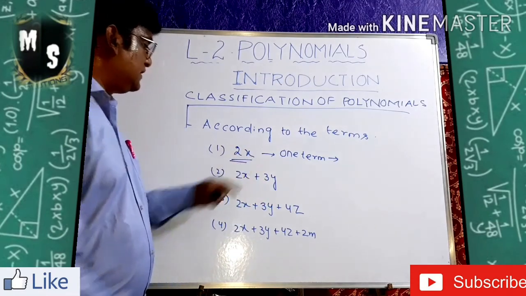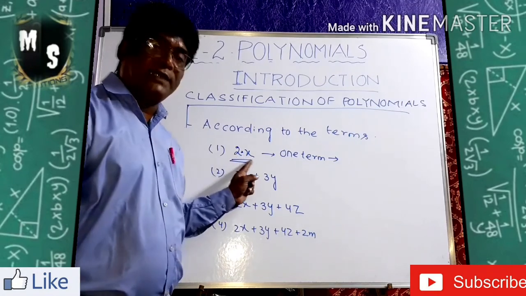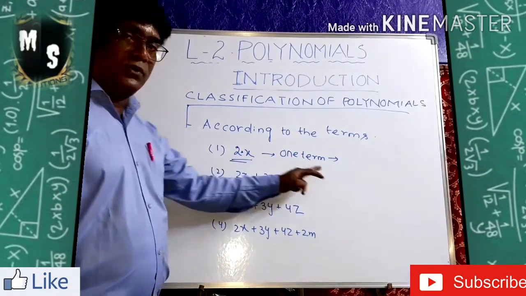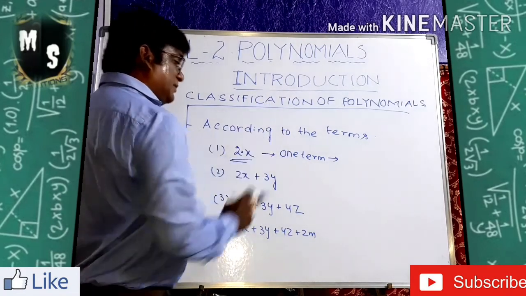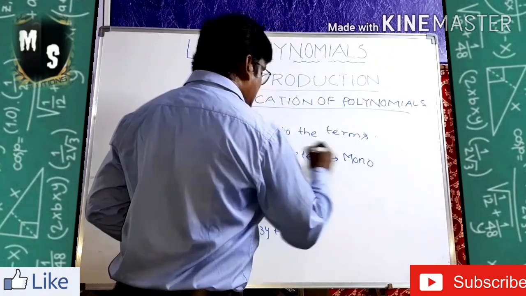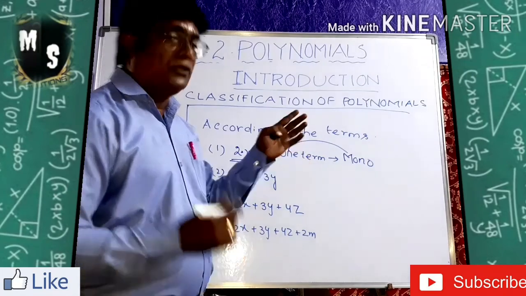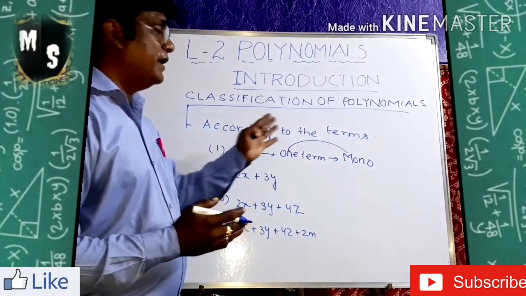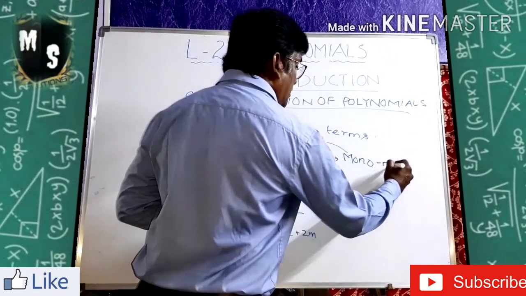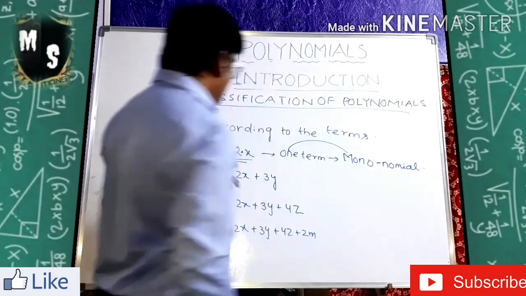So here it is 2 into x. So what the results, if 2 will be multiplied with x, the results will come only a single term. That is the one term only. One term in polynomial classification is called as mono. 1 means mono. And what did I say term means? Term means nomial. You just add here mono, nomial. So first one became a mononomial.